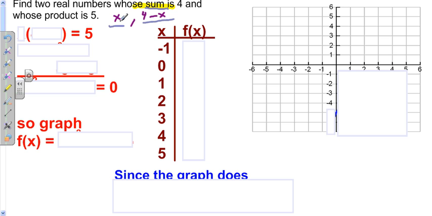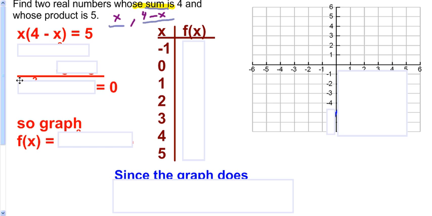You could also think, well, if x was 1, the other number would have to be 3. How do you get that? You go 4 minus your initial value of 1 to give you your 3. And now the product. You take your x, which is your first number, times your other one, which is 4 minus x, because product is your answer after you multiply.